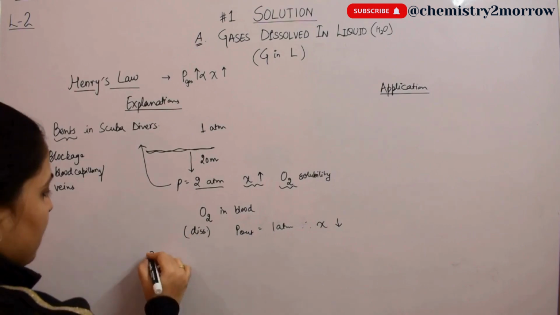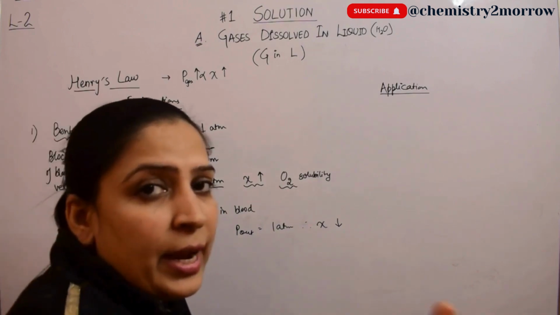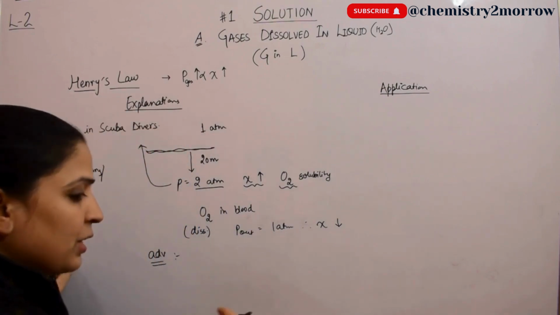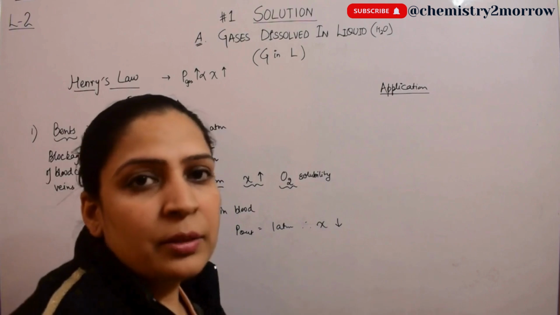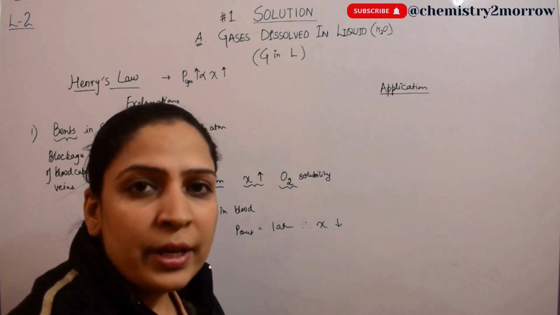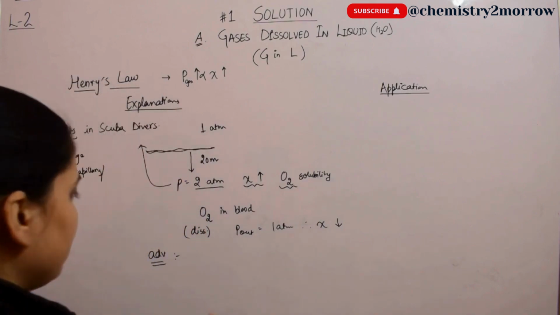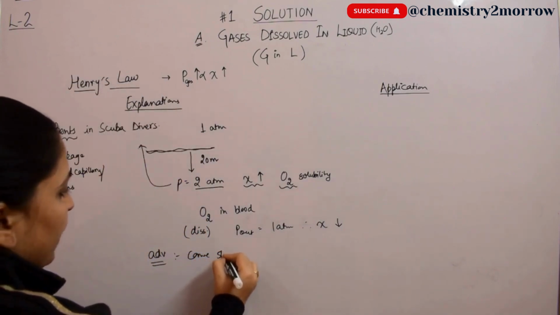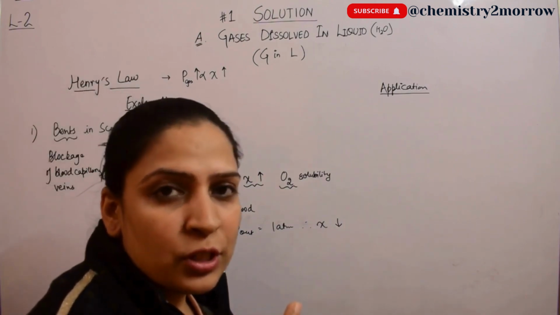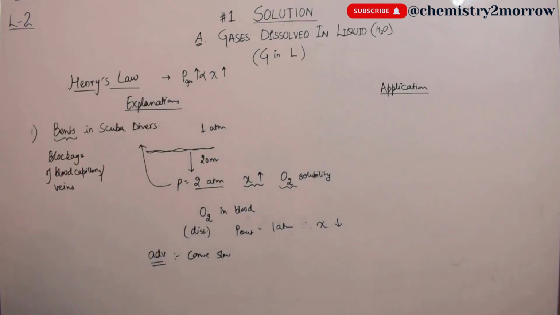So what is advised for scuba divers is to come up slowly. Take time while coming out from the deep sea waters. Slowly means come at a speed of say 10 to 20 meters per minute, and in between take halts. That is one piece of advice. Basically, come slowly so that the body gets enough time to equilibrate the removal of oxygen through your lungs, and then the problem of bends can be overcome.